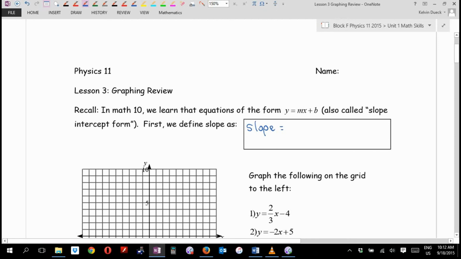First you learn an English phrase. You learn kind of a little chant. Slope is what over what? Anyone? Use letter R. Okay, so let's write that down. Slope is the rise over the run.